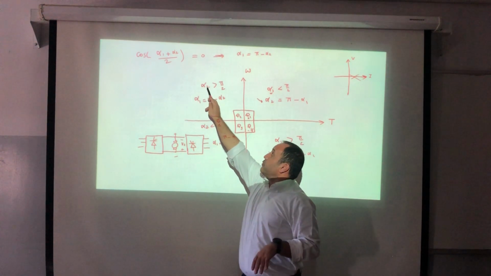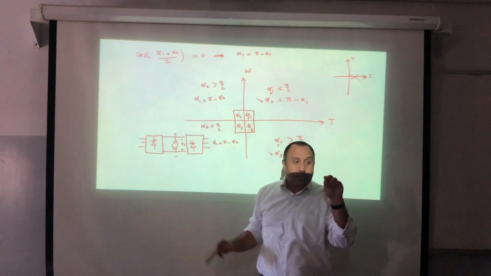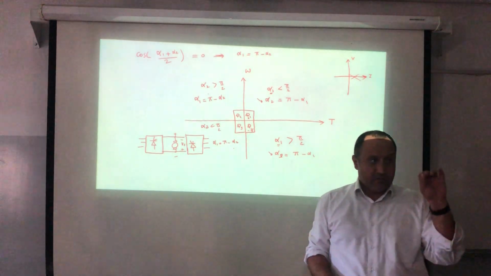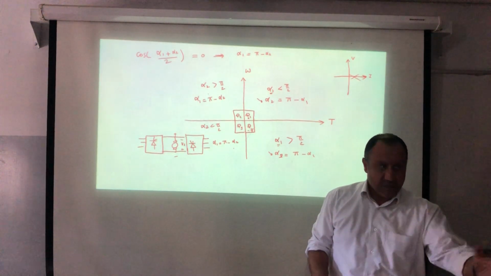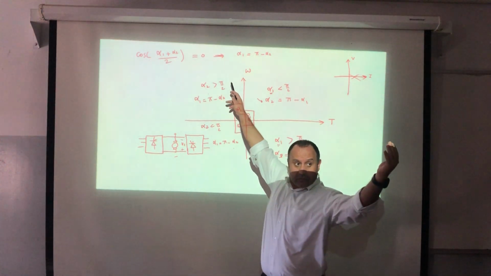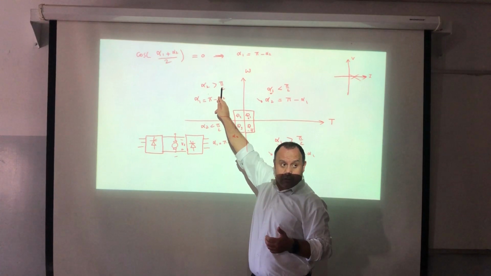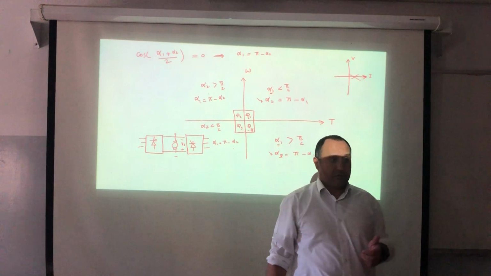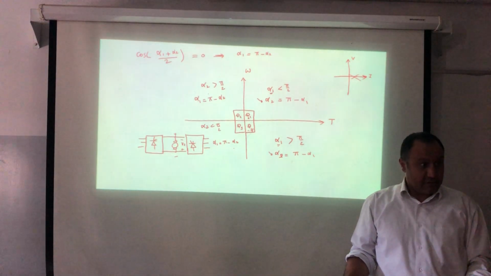Just a minute. Alpha 2 is greater than pi over 2? Here I'm deciding the converter for the second converter. So I'm deciding alpha 2. Yes? Follow with me. Alpha 2 is greater than pi over 2? Then alpha 1 is less than pi over 2. They are set together.